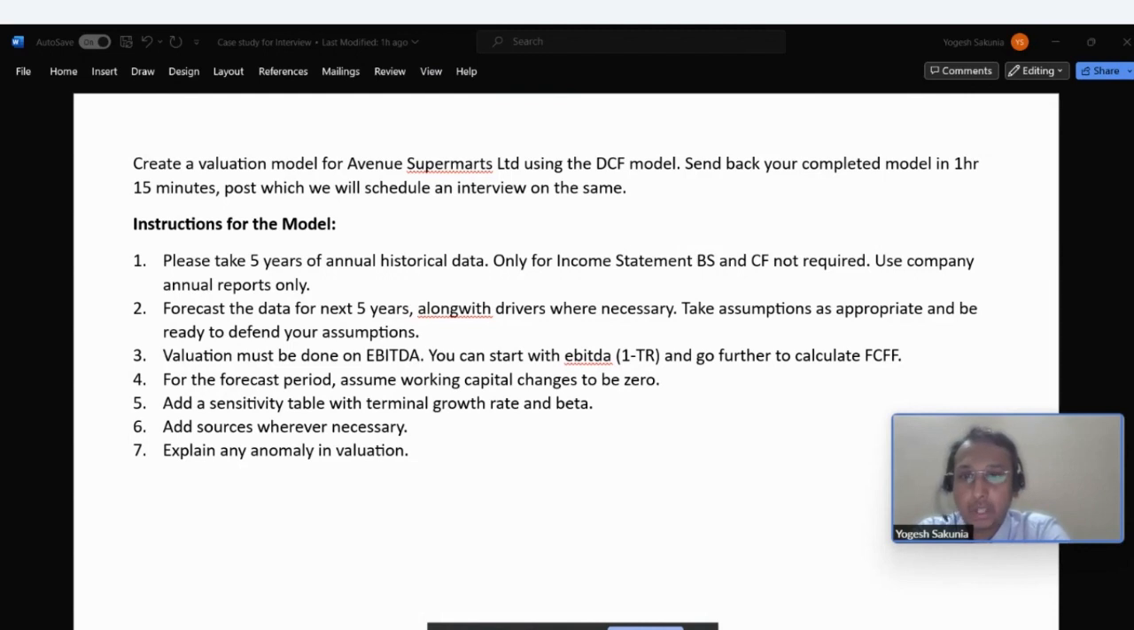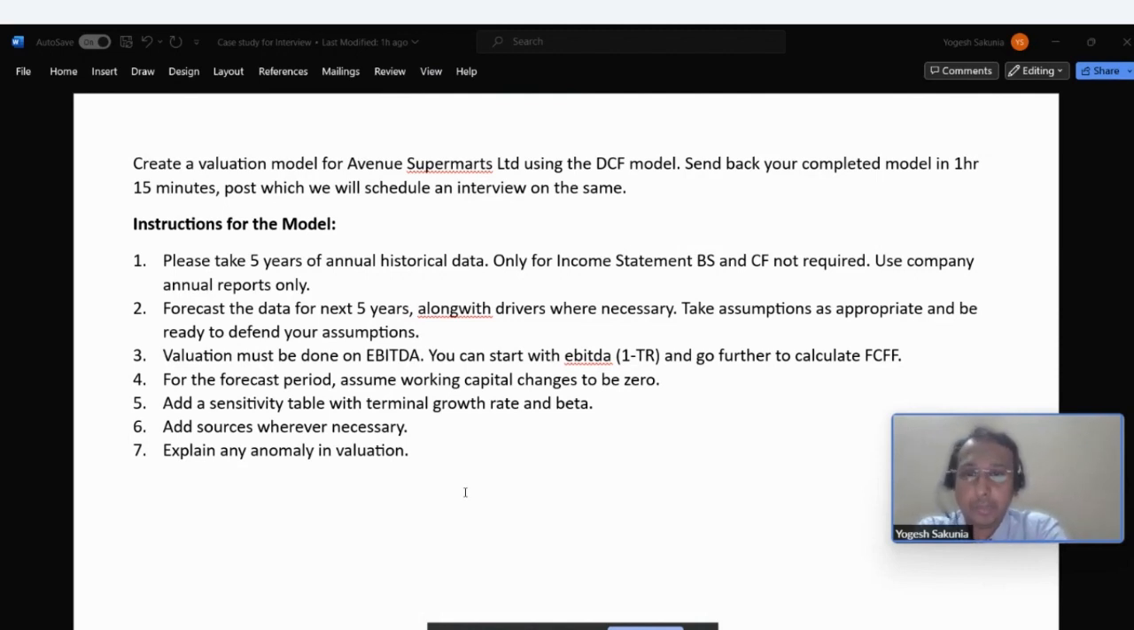Valuation must be done on EBITDA. You can start with EBITDA into 1 minus tax rate and go further to calculate the FCF. So, when you read the first couple of lines, you would see, okay, I have to do 5 years of historical, 5 years of forecast, and it asks you to finish it in 1 hour 15 minutes. Definitely not possible. But it said that only income statement data is taken, and then it is saying that you can do valuation based on EBITDA. So you do not need to go into forecasting of the balance sheet or cash flows at all.